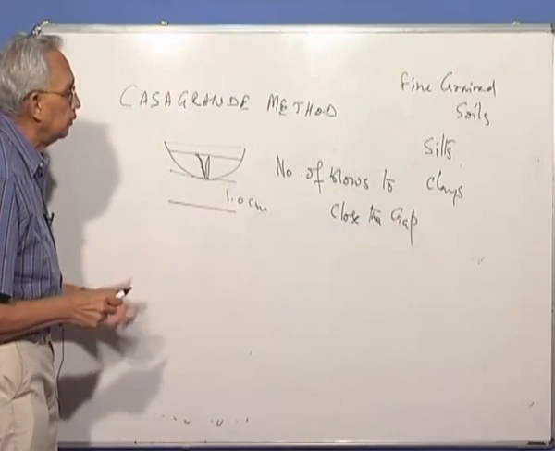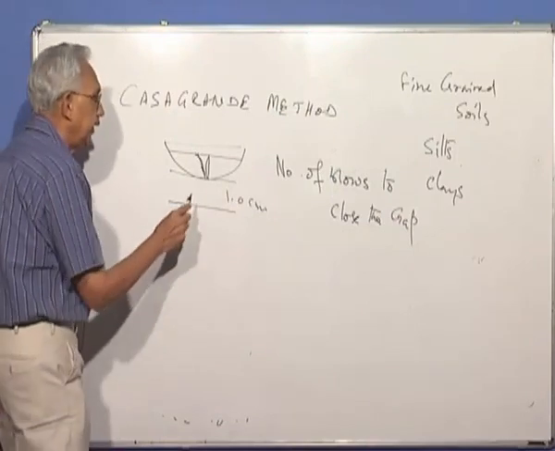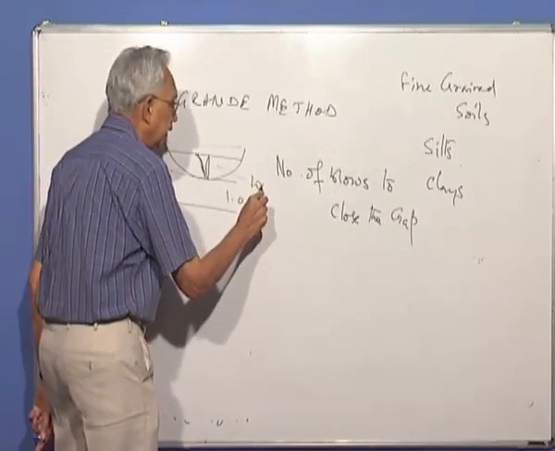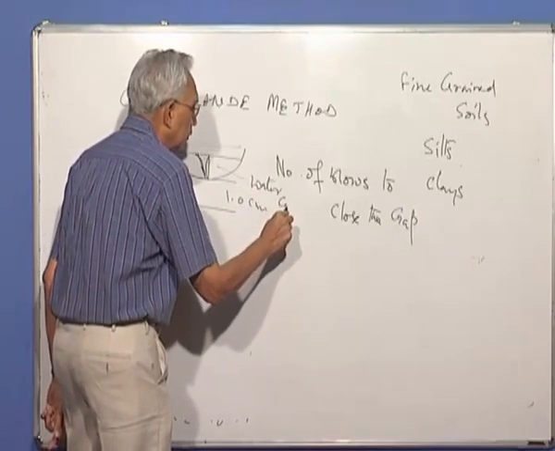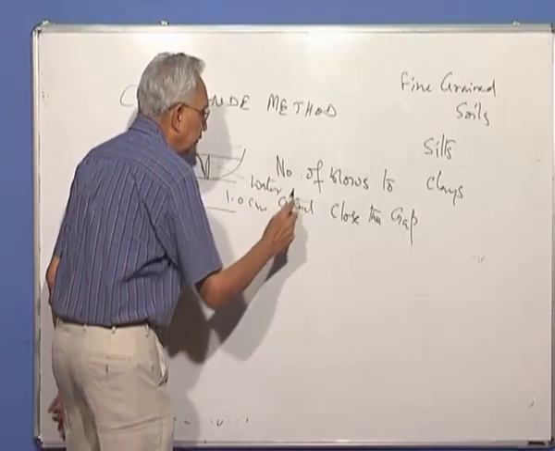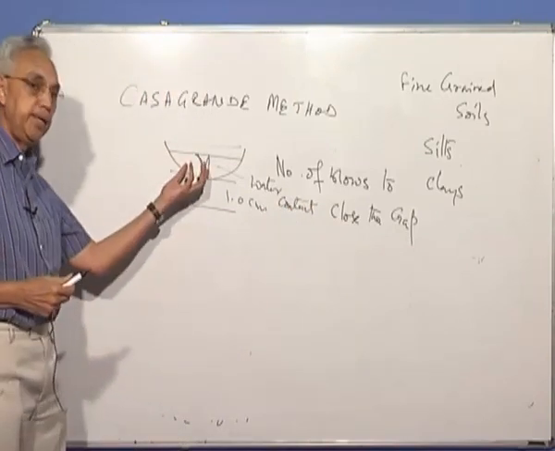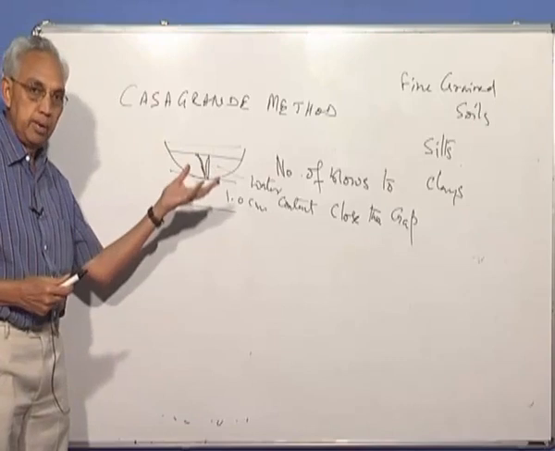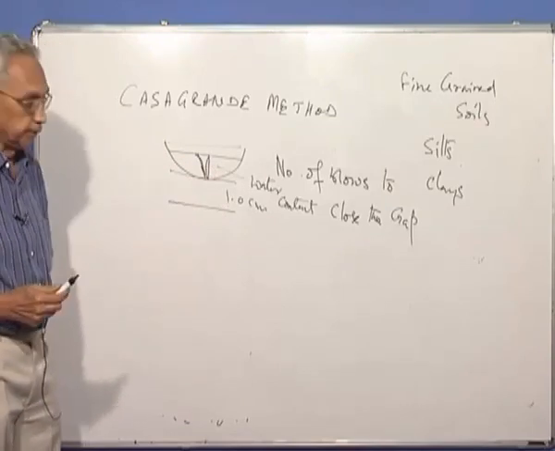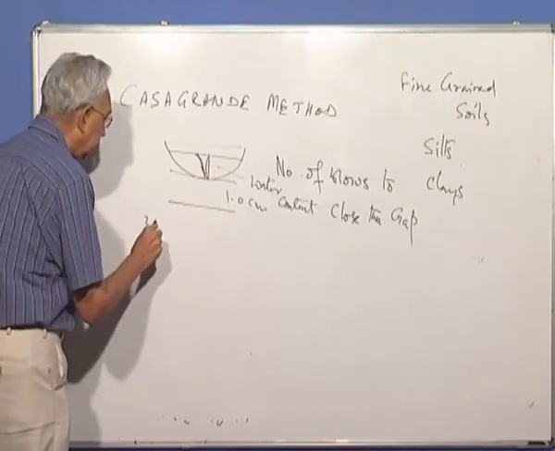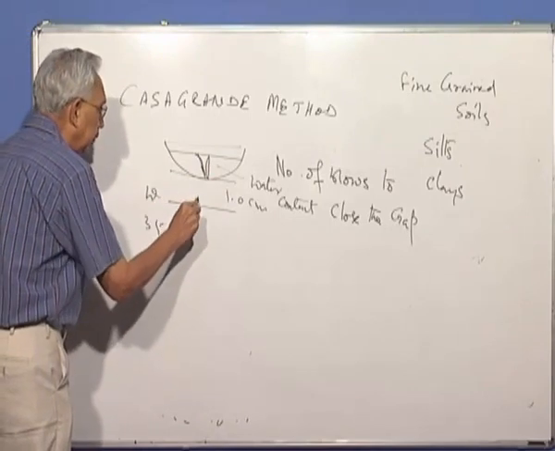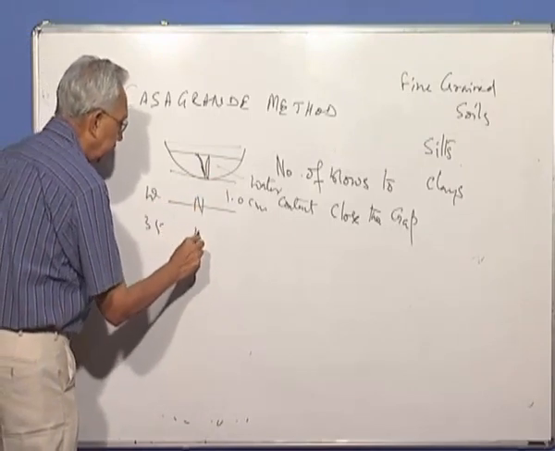And that we plot here. I can determine what is the water content. I mix soil with different percentages of water, put it in the cup, make a groove, drop it a number of times, count the number of blows. Suppose the water content is 35. Number of blows may be something like, say, 11.